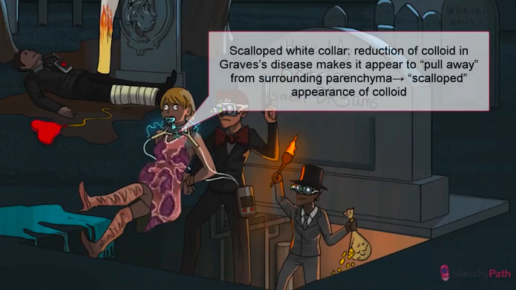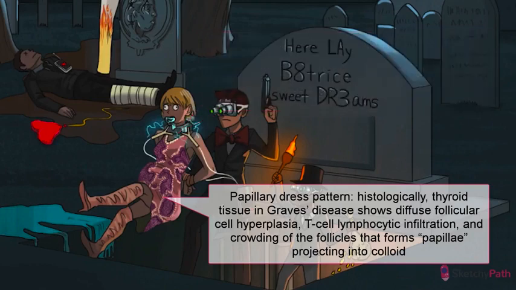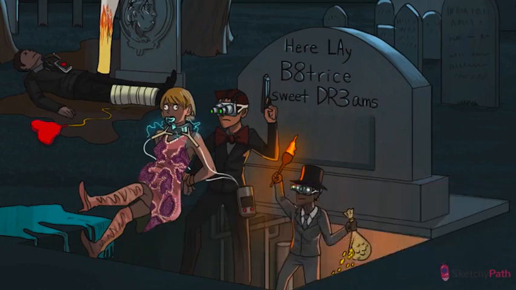On histology, there's significant hyperplasia and hypertrophy of the follicular epithelial cells and a predominantly T-cell lymphocytic infiltrate in the parenchyma. The cells become crowded around the follicles and even project inside as papillae. This is depicted by the pattern on her dress, with those dense cellular areas crowding and projecting into the light pink colloid. Overall, there's a reduction of colloid material as well, giving the existing colloid a scalloped appearance, as if it's pulling away from the parenchyma that surrounds it.